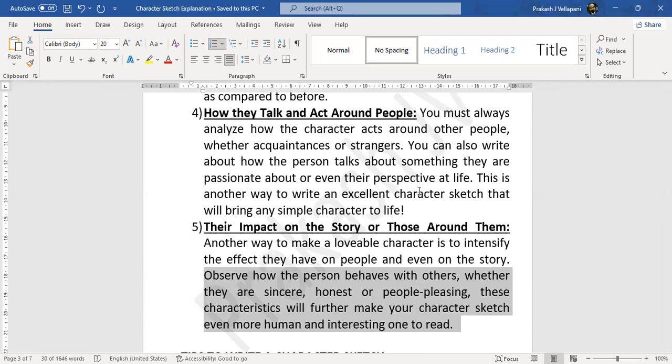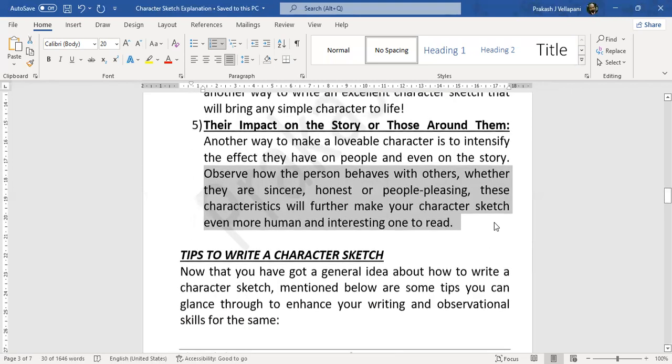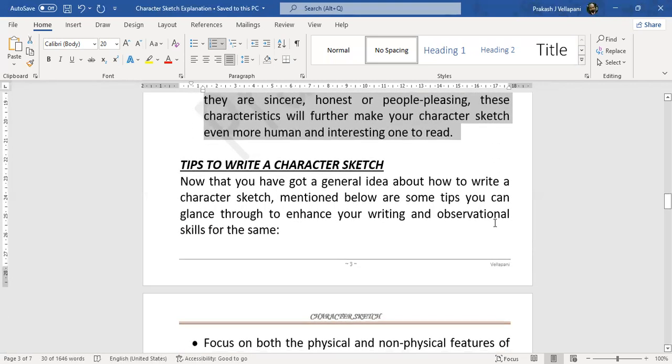So, the reaction or the impact that the person has on the people around them, again, whether they are friends, family, acquaintances or total strangers, how does the person behave? What impact does the interaction of the character with others have? This is basically what you have to do when you are writing a character sketch.